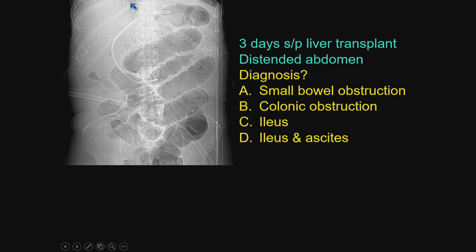You note that the patient's had a recent liver transplant. This is actually dilated colon up here. This is dilated colon. And they say, but I don't see any gas in the ascending or descending colon. That's true. They never recognized the ascites on this until taught the criteria for diagnosing this. And this is the typical appearance for ileus.